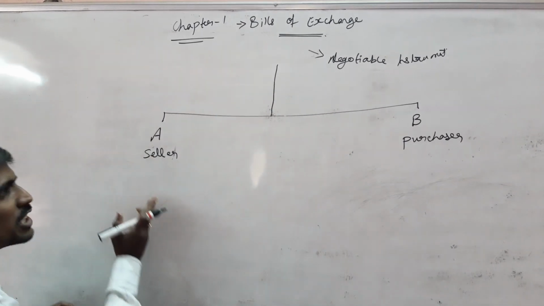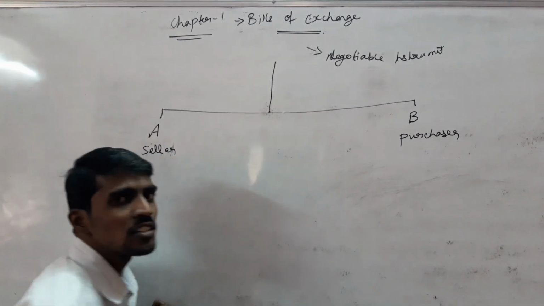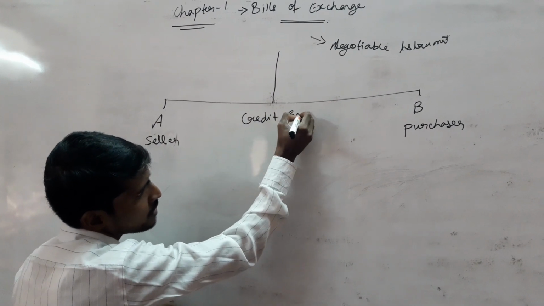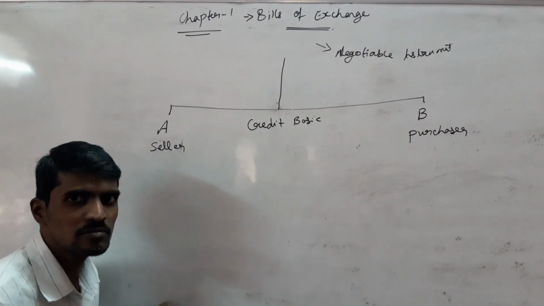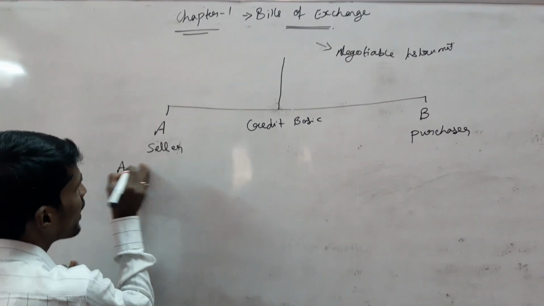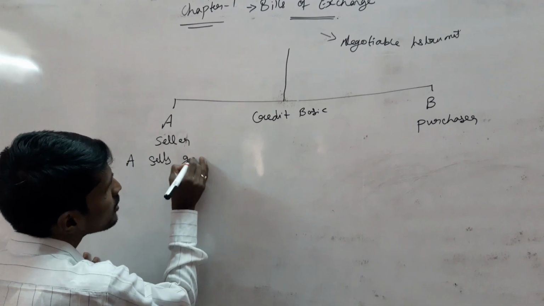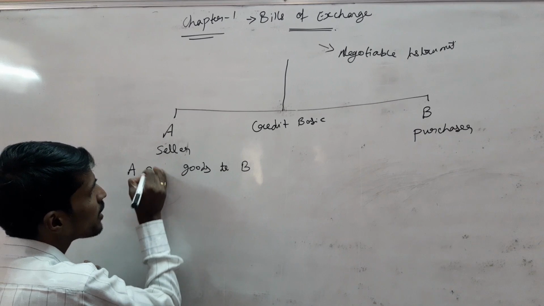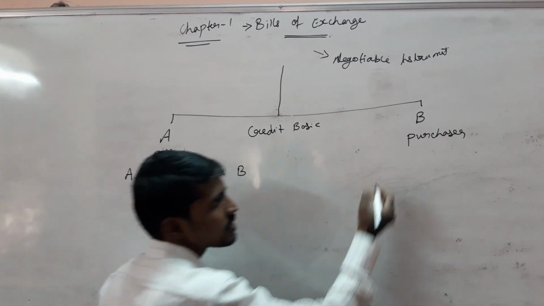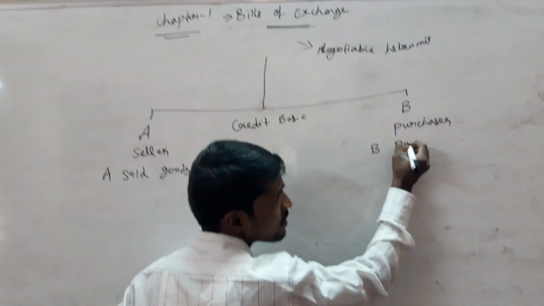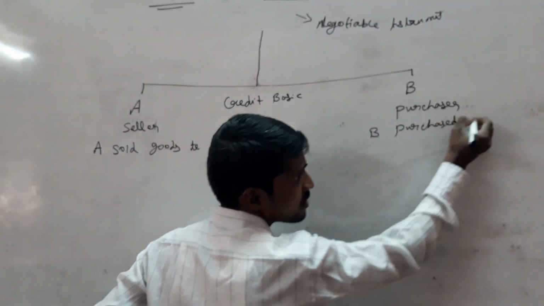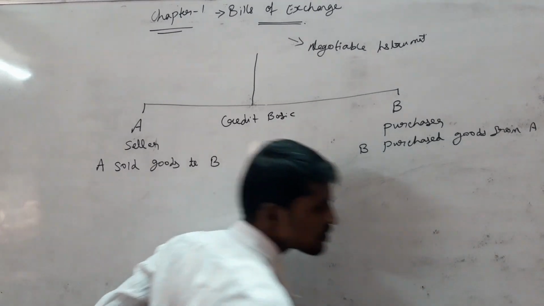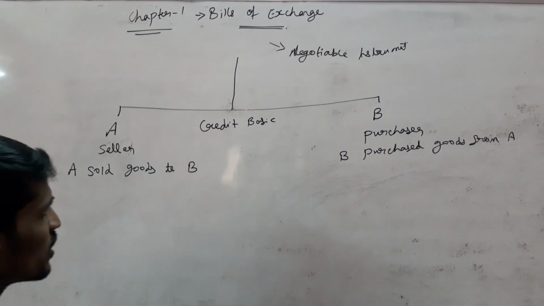So here, if A is selling the goods to B on credit basis, I am saying on credit basis, means he is not giving the cash. So A sold goods to B. Next, B purchased goods from A. So these are the operations we do in our business.